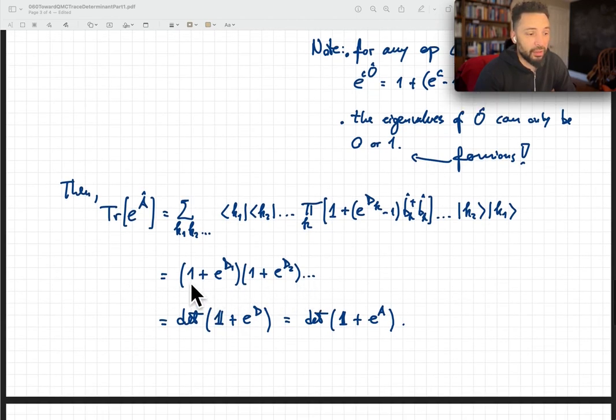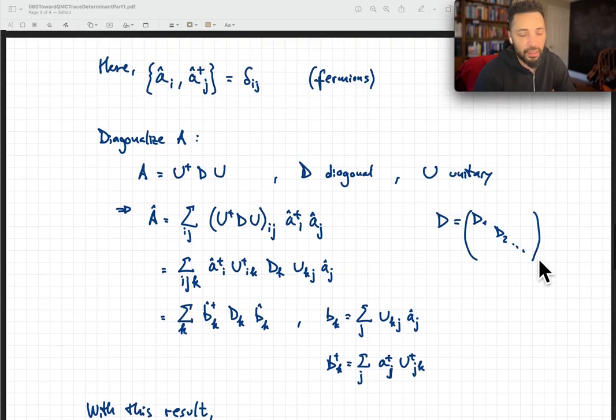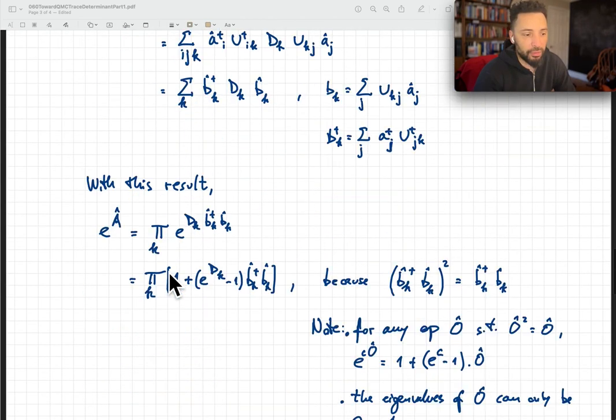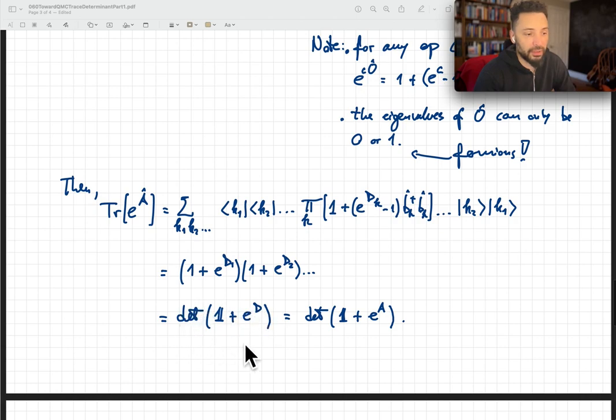And the result of that is that you get the product of 1 plus e to the d1, 1 plus e to the d2, and so on and so forth, which is of course just the determinant of 1 plus e to the d, because remember, d is our matrix that is diagonal. If we go up here, d is a matrix that is diagonal, with zeros everywhere else, and on the diagonal we have d1, d2, d3, and so on. And so that's exactly what you would expect to get from the determinant, and that's why we have a connection between the trace here, the Fock space trace, and the determinant.